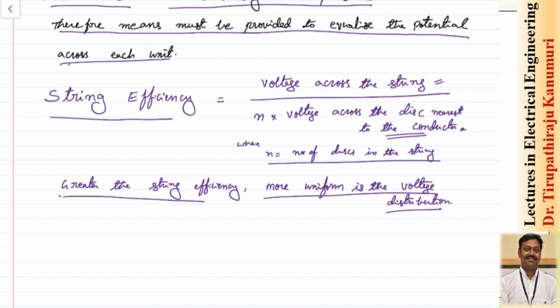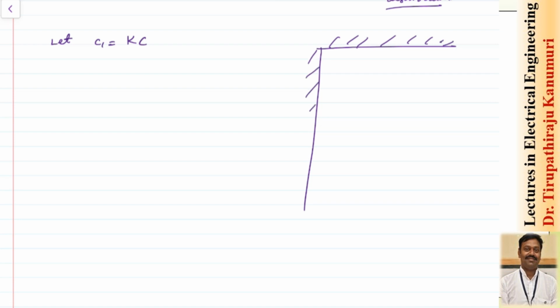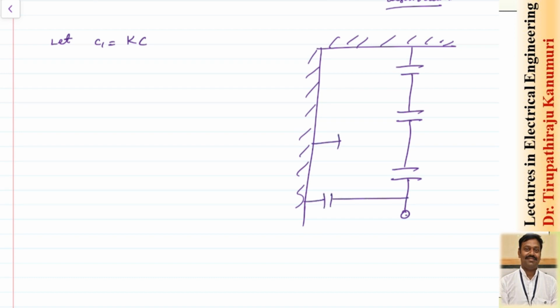So, let us see what will happen and how much will be the effect of this non-uniform distribution. For that, let us take C1 is equal to some K times C. Let us assume the insulators are distributed like this. So, these are 3 insulators. The capacitance will be formed between the conductor and this one. So, this is one capacitance. There will be capacitance here, there will be capacitance here.